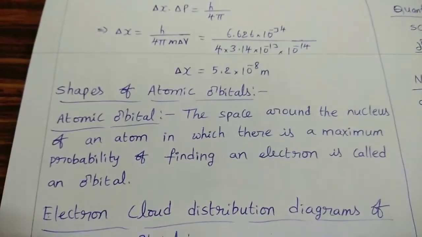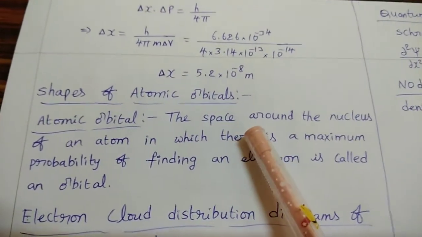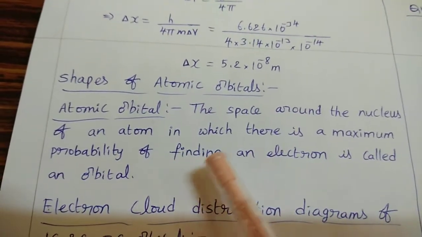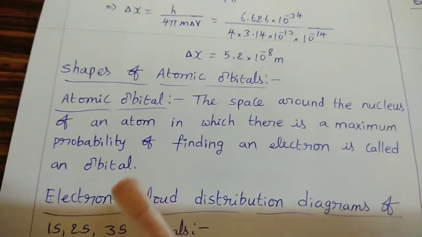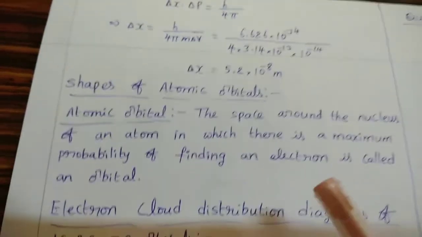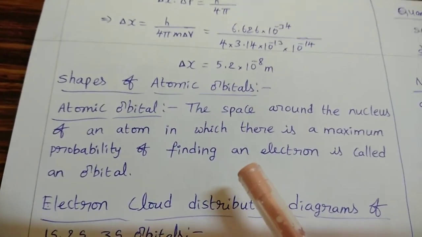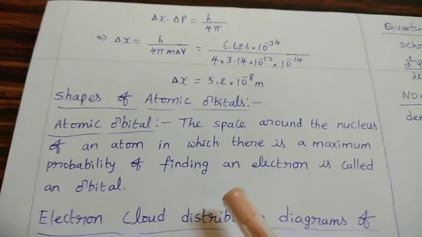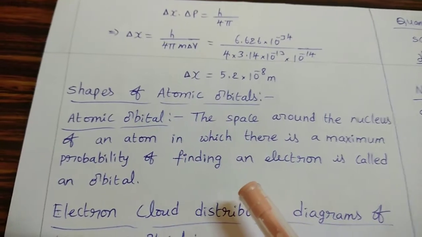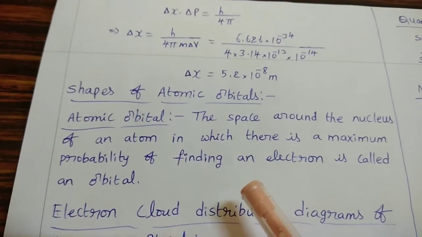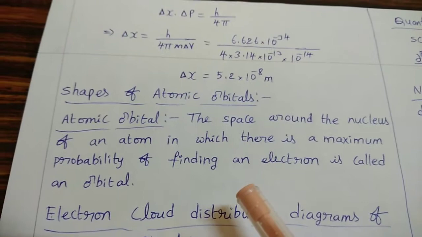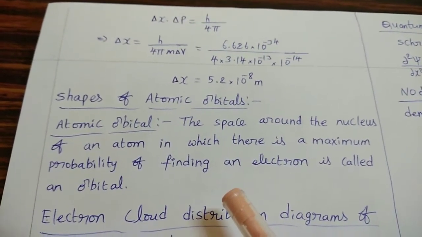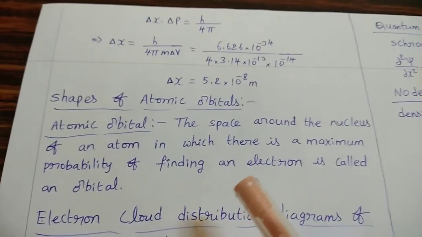Before that, what is an atomic orbital? The space around the nucleus of an atom in which there is a maximum probability of finding an electron is called an orbital. Inside the atom, at the center, the nucleus is present. Around the nucleus, electrons are revolving. After the proposal of the Heisenberg uncertainty principle, a definite path for electron rotation is not possible. What we can find is a three-dimensional region around the nucleus. That is called an orbital.